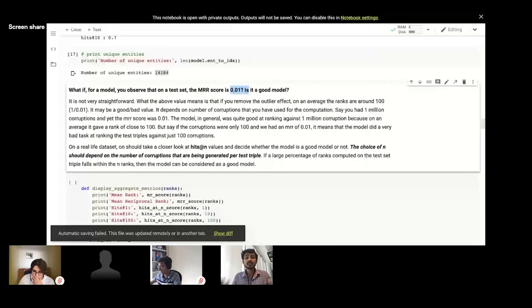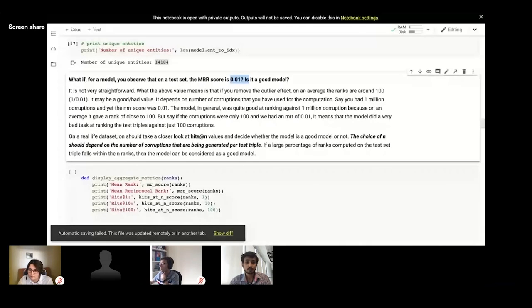But let's say you had millions of corruptions. In that case, an MRR of 0.01 would have been a good value. That means out of a million corruptions, only 100 corruptions were ranked above your true positive. So your model did quite well at ranking your true positive. So ideally, I'd go for the hits at n value.